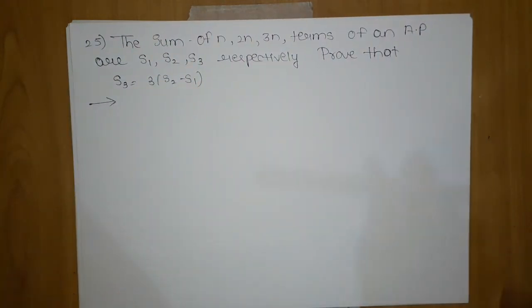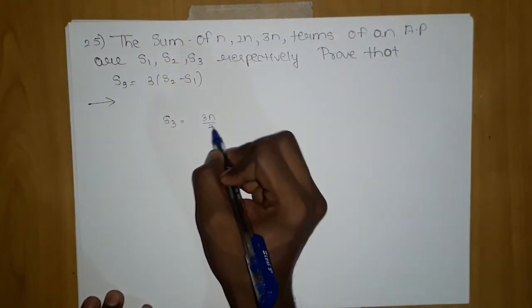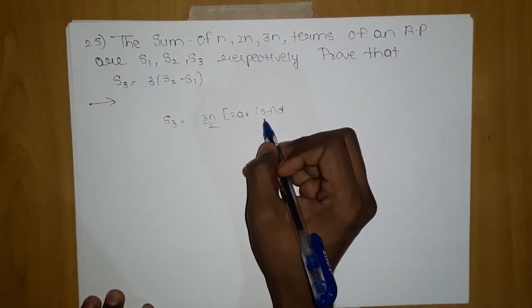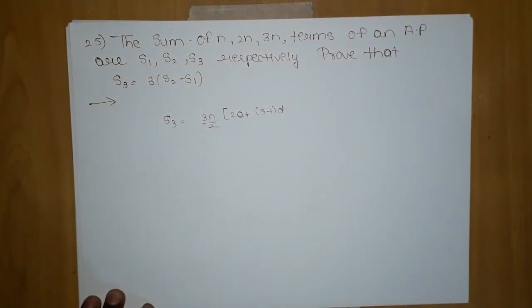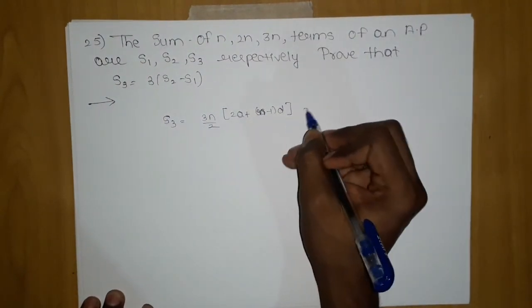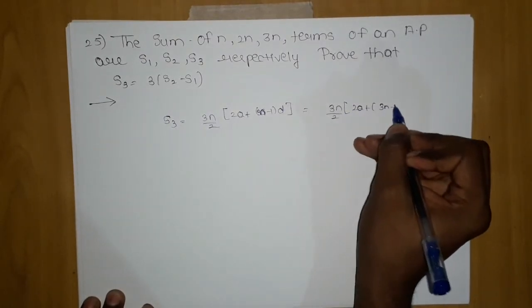Okay, so let's move on to the next question, the question number 25, which says: sum of n, 2n, 3n terms of an AP are s1, s2, s3 respectively. Prove that s3 is what? 3 into s2 minus s1. So let's just first calculate s3. It is what? 3n by 2 bracket 2a plus 3n minus 1 into d. So 3n by 2, 2a plus 3n minus 1 into d.